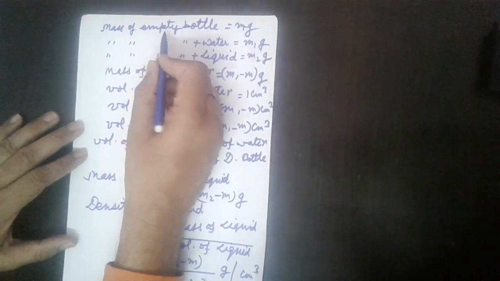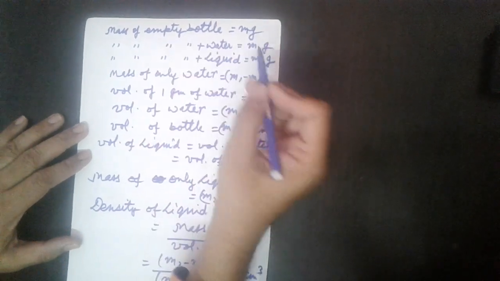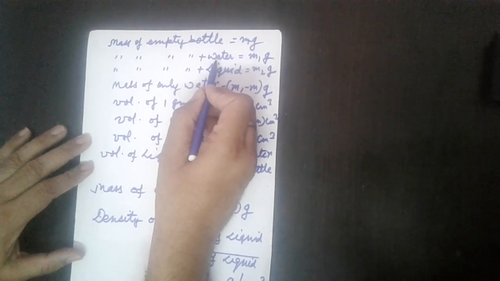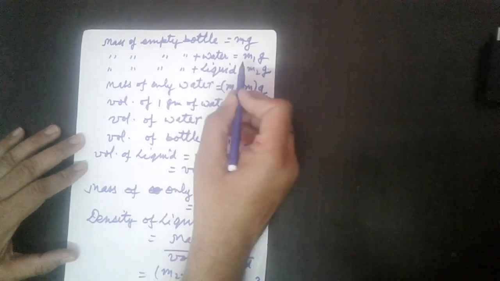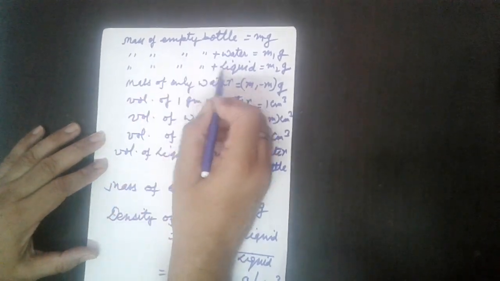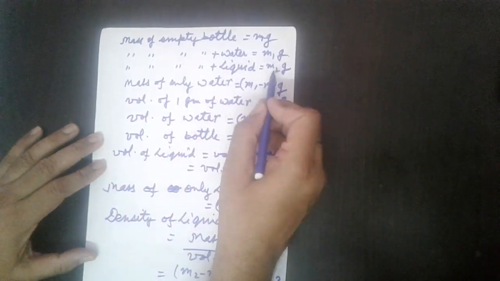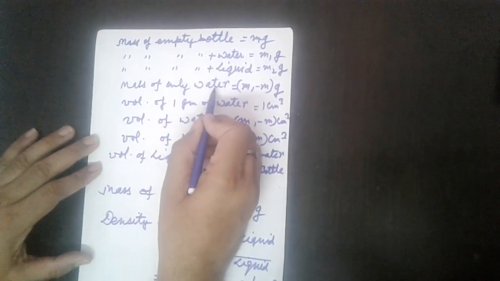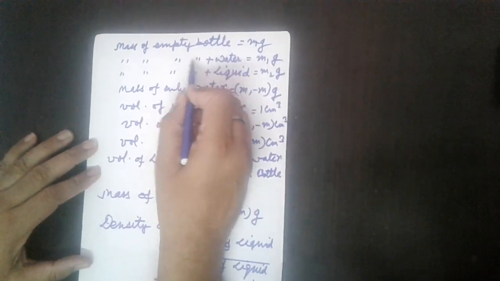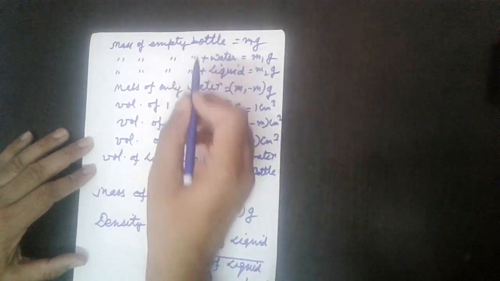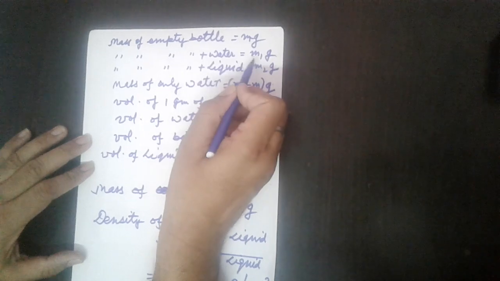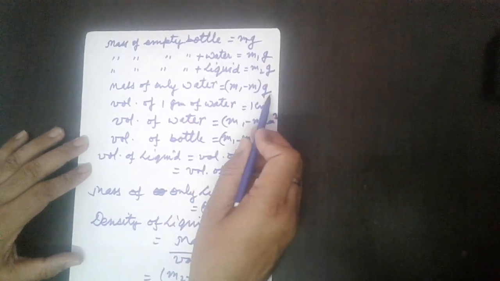Now the mass of the empty bottle is m gram. The mass of the empty bottle plus water, when we fill water, is m1 gram. Then the mass of the empty bottle plus liquid, suppose it is m2 gram. How will we find the mass of only water? Mass of empty bottle plus water minus empty bottle. So the mass of water only means m1 minus m gram.